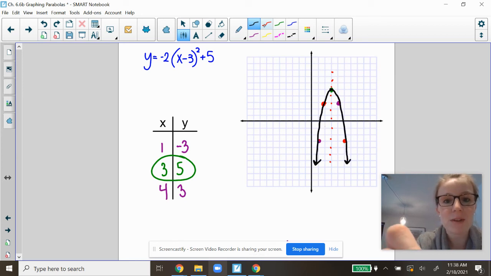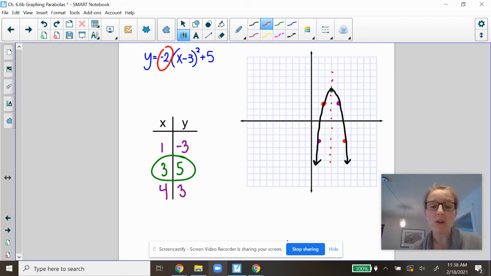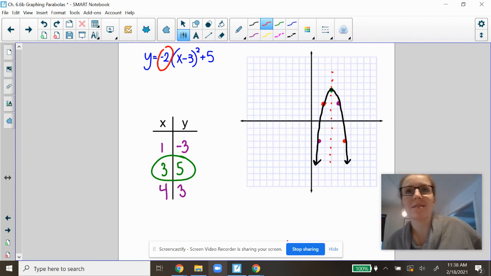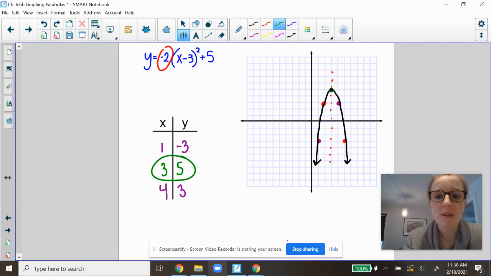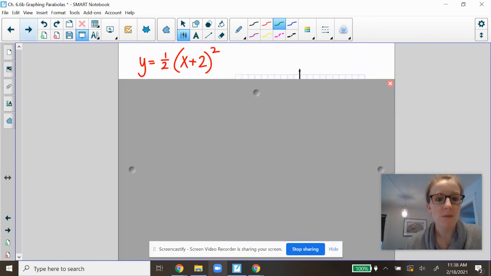Okay, you can see my A value here is negative 2, which is why we see we're frowning. Also notice that that negative 2, that's a larger number. Well, I guess technically smaller with negative, right? But the absolute value of that would be larger. And that's why it's getting a little skinnier. Okay, and then here, of course, is our vertex of 3, comma 5. All right, one more. Try this one on your own.